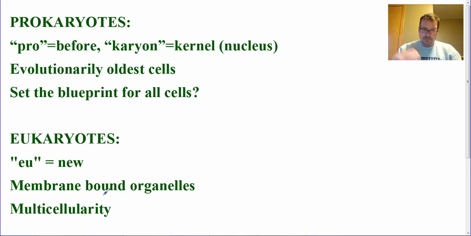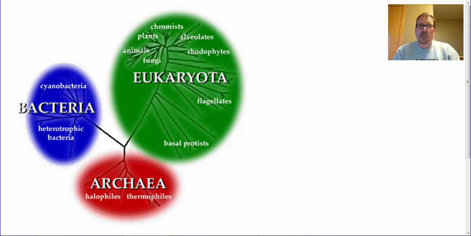Eukaryotes, eu meaning new, a number of them are multicellular. There are single-cell eukaryotic cells, or there are moments when eukaryotes can act in a single-cell manner, but generally you're looking at multicellular organisms with membrane-bound organelles. And if we look at the domains that they belong to, domains are the biggest classification, and we break them down into animals, plants, and stuff.